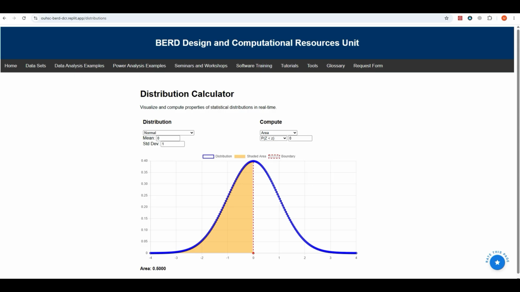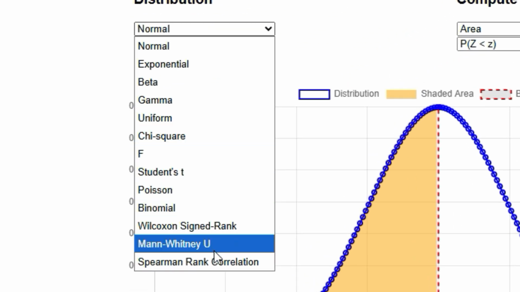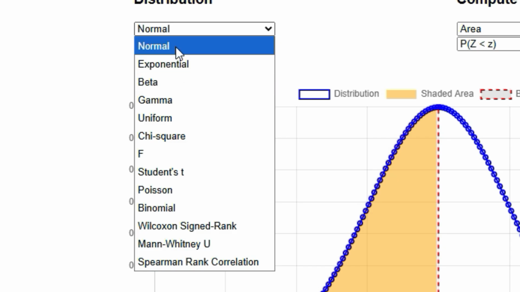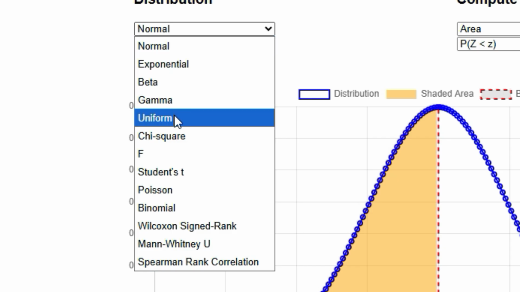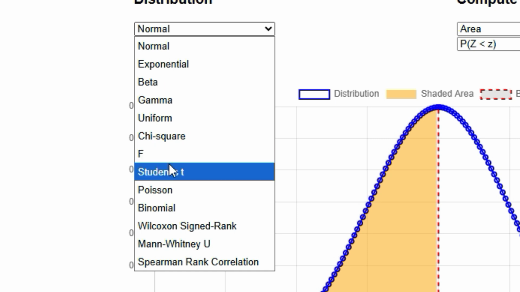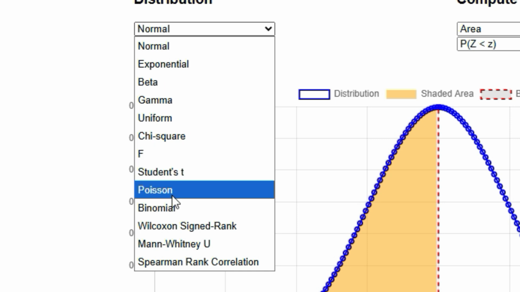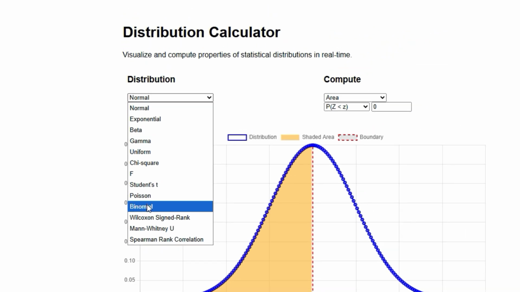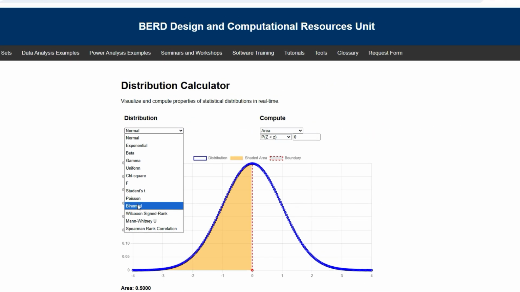A couple of points of interest for this distribution calculator: this first drop-down menu selects the type of distribution. As you can see, there are lots of distributions that probably wouldn't even be covered in an introductory statistics course, but the usual suspects are here: the normal distribution, the uniform, the chi-square, the F, Student's t-distribution, Poisson, and binomial. Each of these distributions has parameters that students can specify within this calculator and then calculate areas and percentiles associated with each of those distributions.